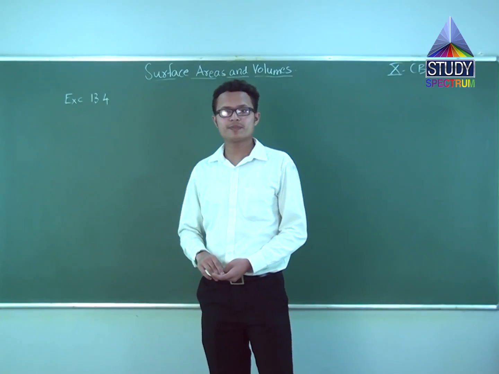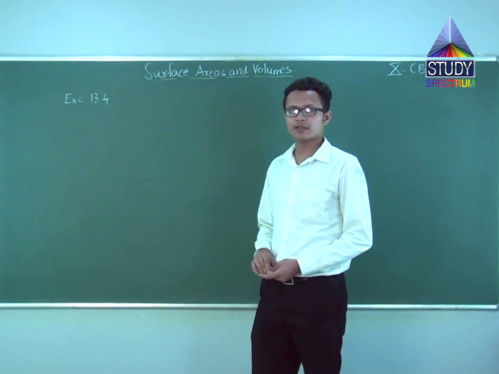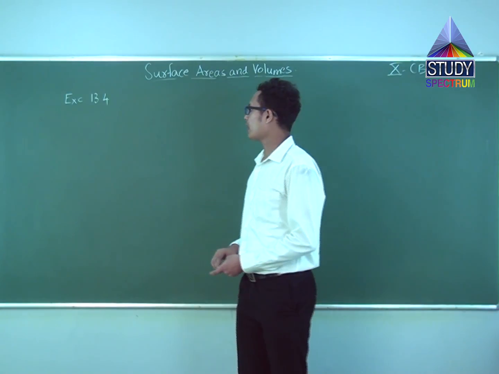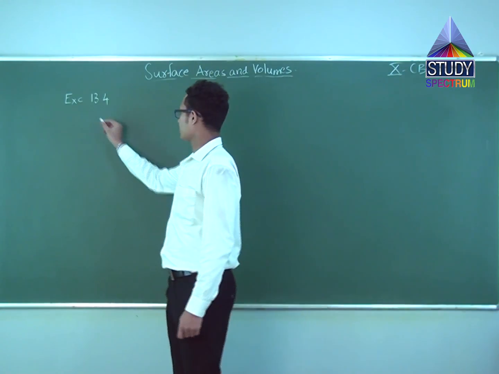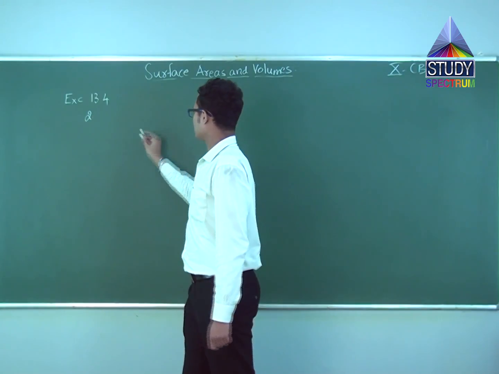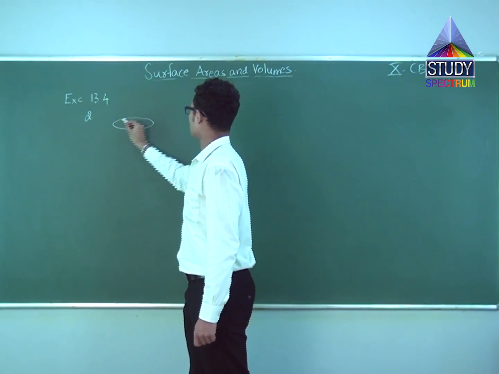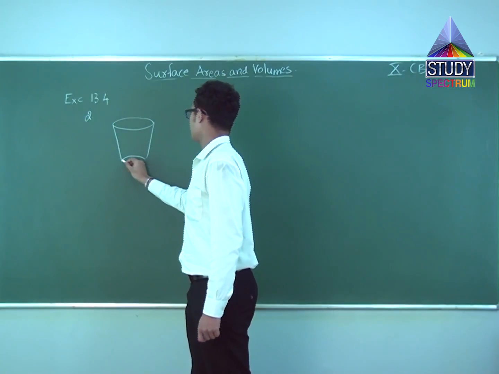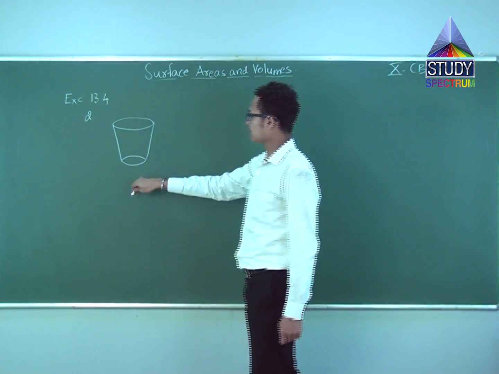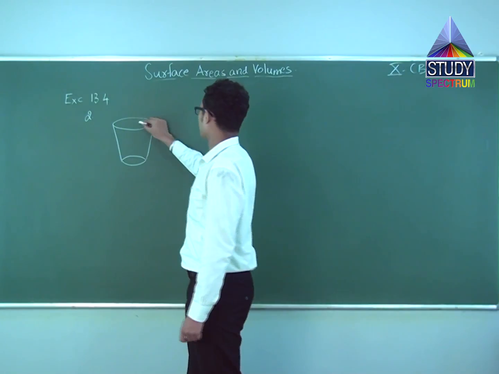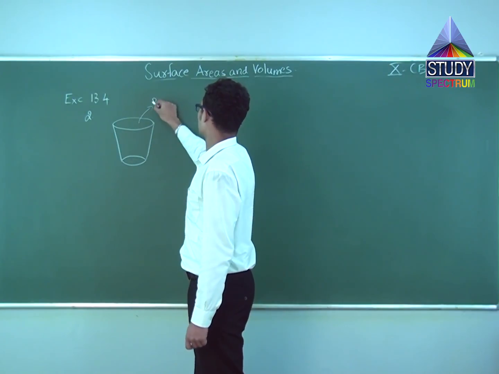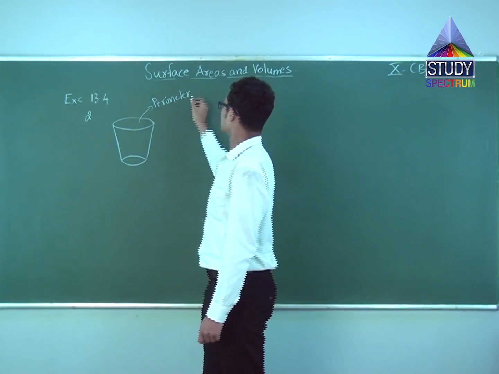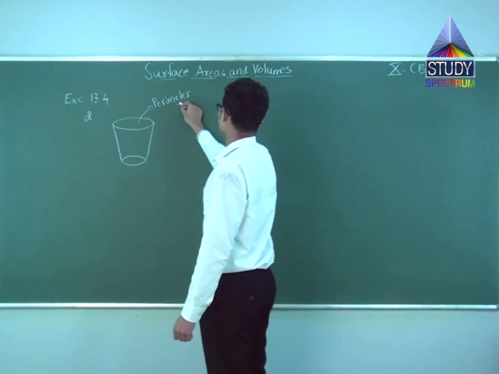Question number 1 was based on finding out the volume of the container. Now, after the volume of the frustum, we'll have a question on surface area. Question number 2. You are given a container or glass like this, or a frustum of a cone. You say what you want to say, but this still remains a frustum. So the perimeter of the upper circle is given. Perimeter is equal to 18 centimeters.